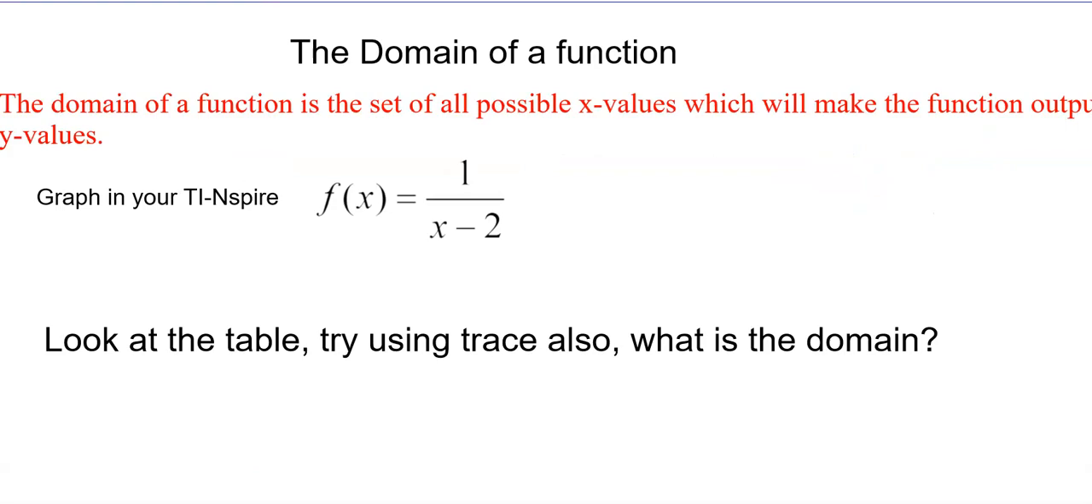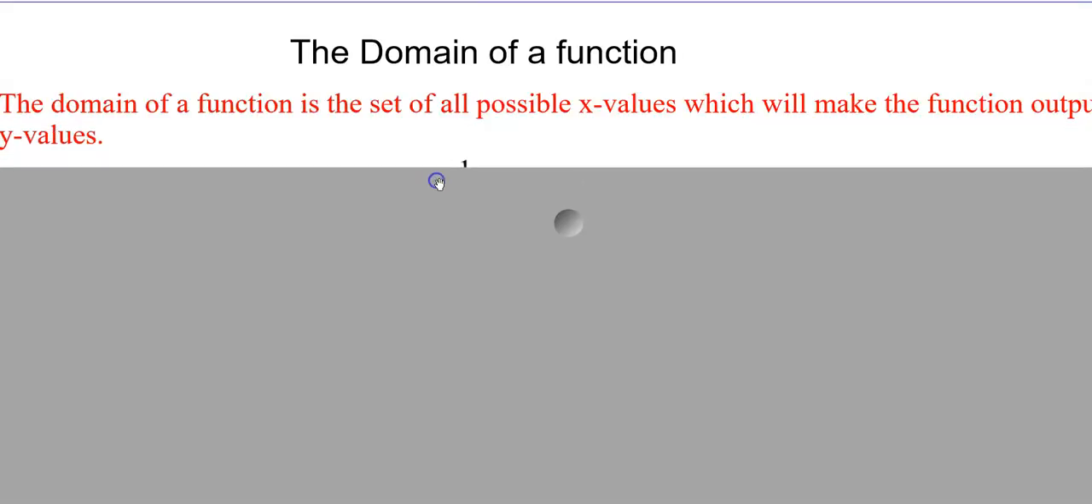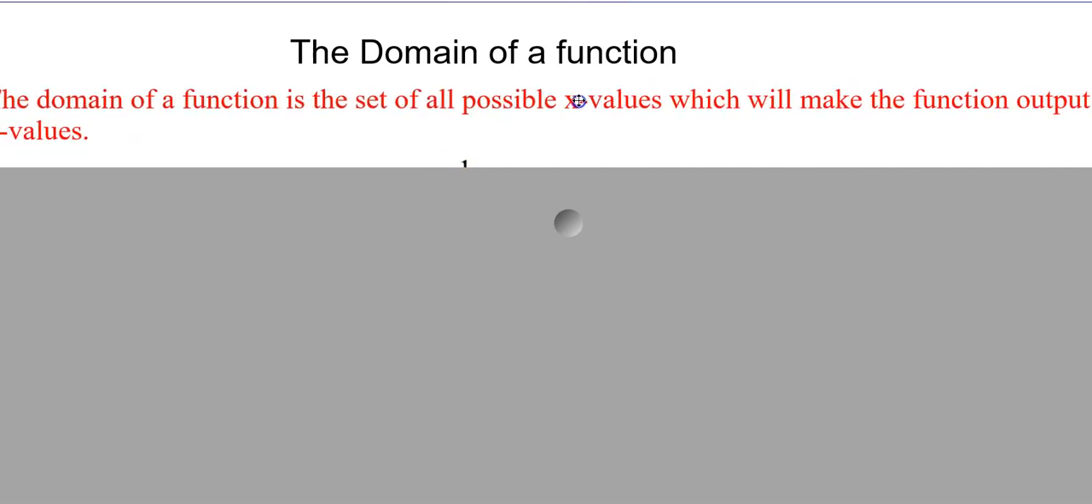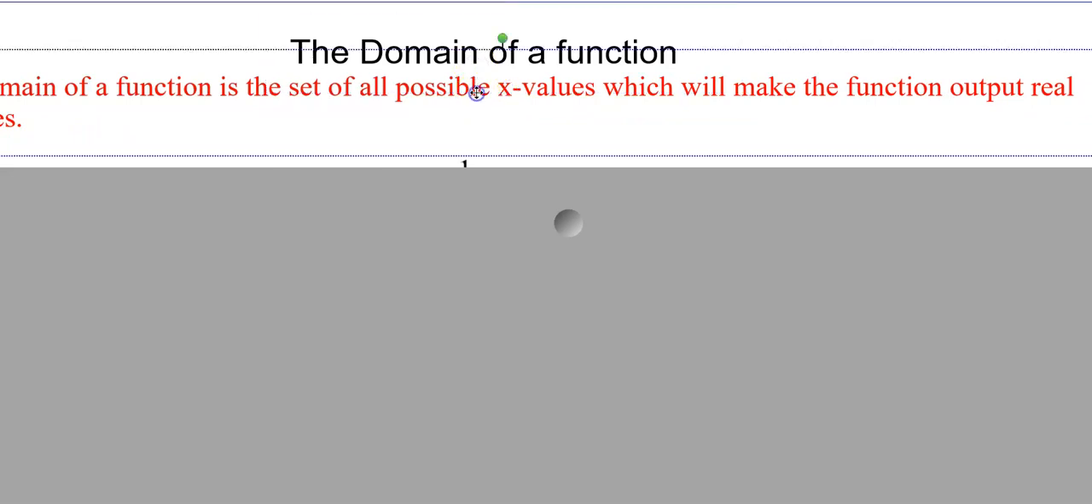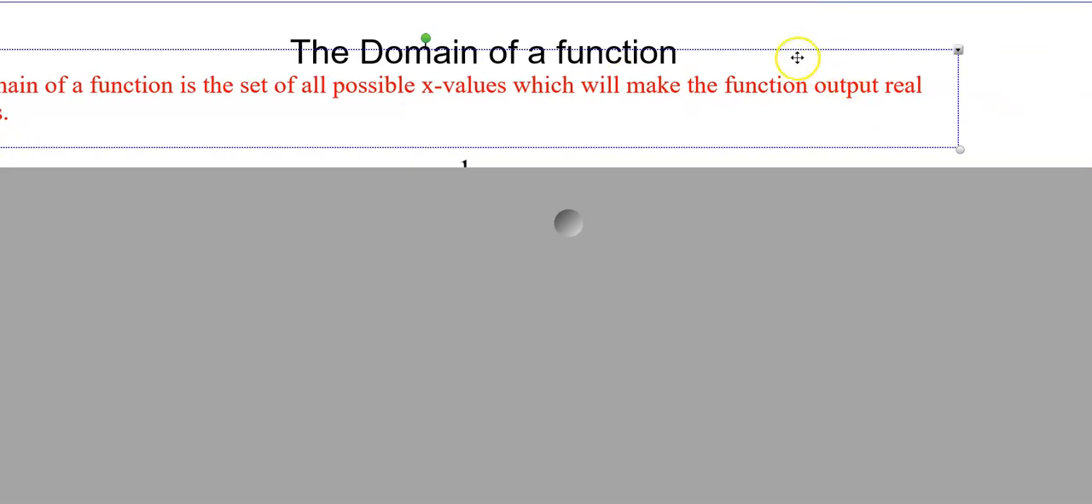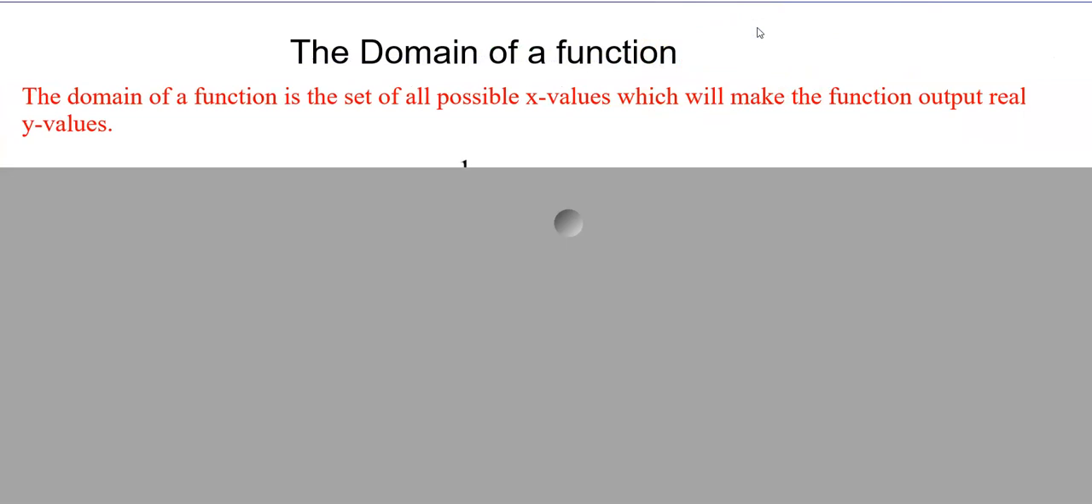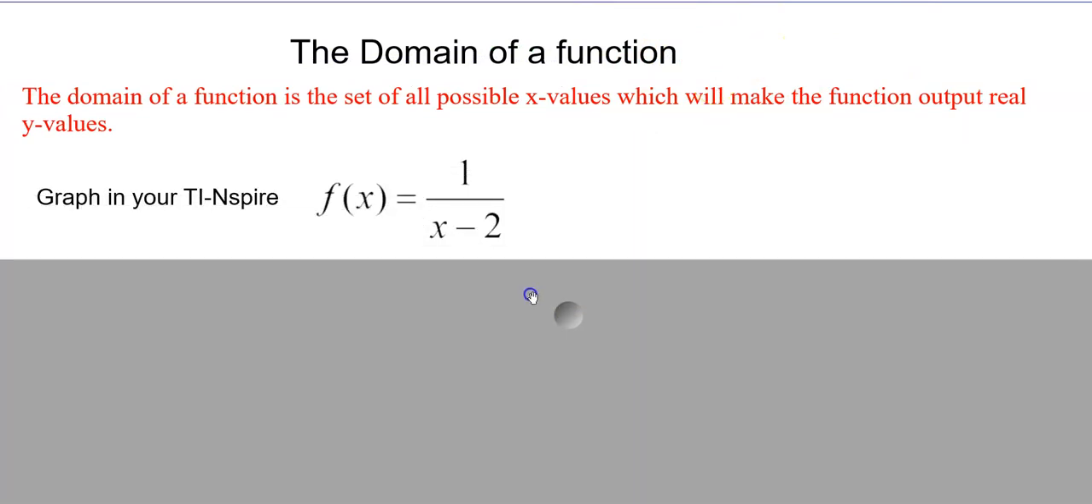Okay, here's the formal definition of domain, I definitely want you to write this down. The domain of a function is a set of all possible x values that will make the function output real y values. So you want the y values to be real y values there. So not imaginary, not undefined, stuff like that.